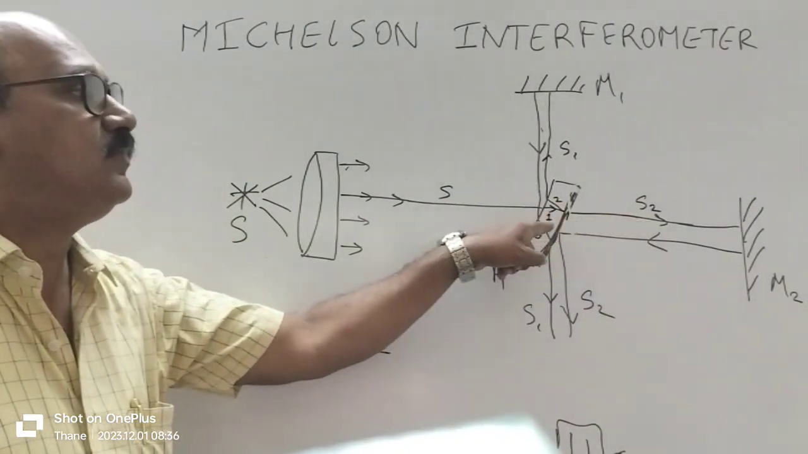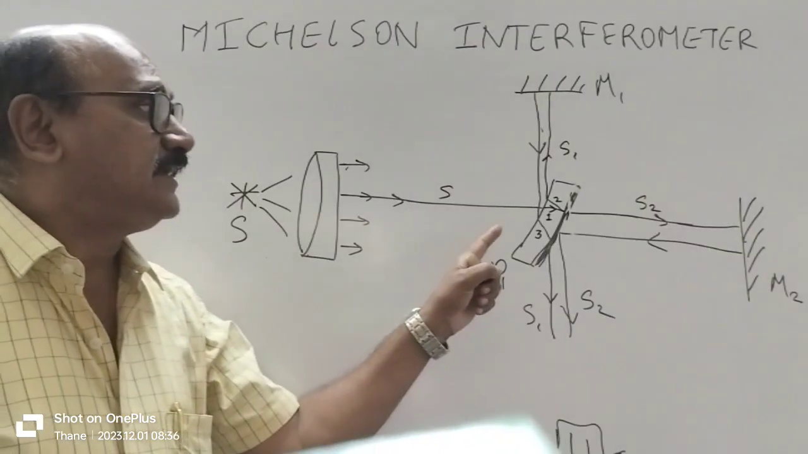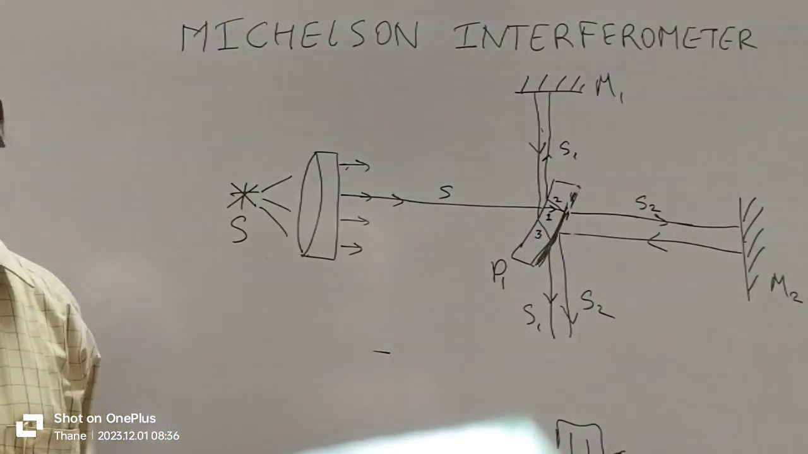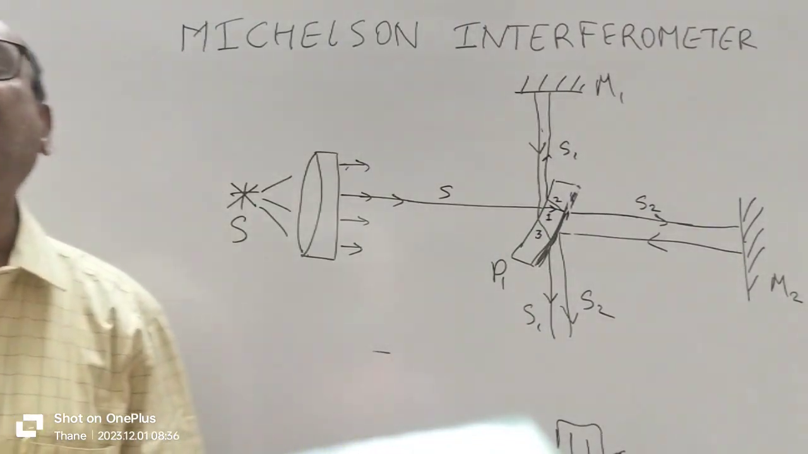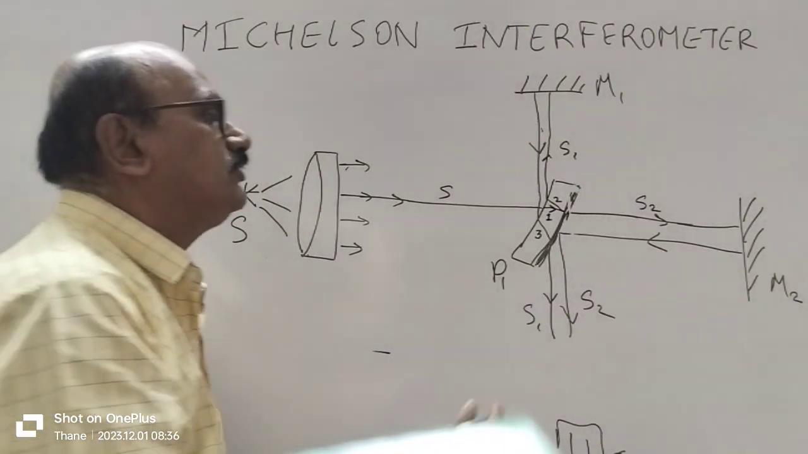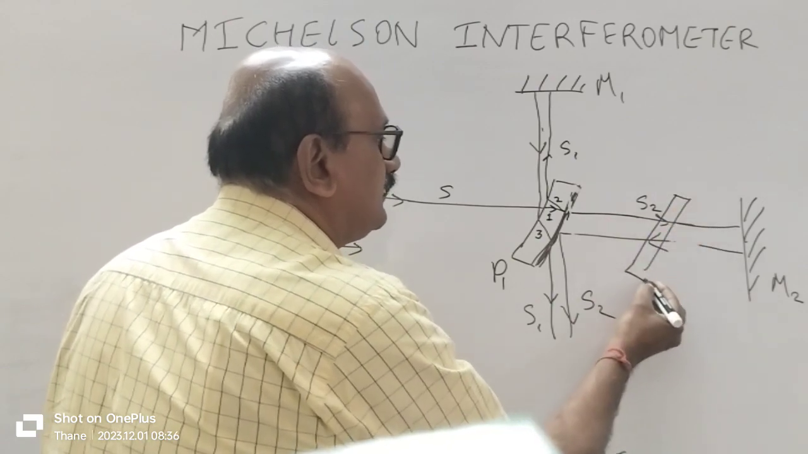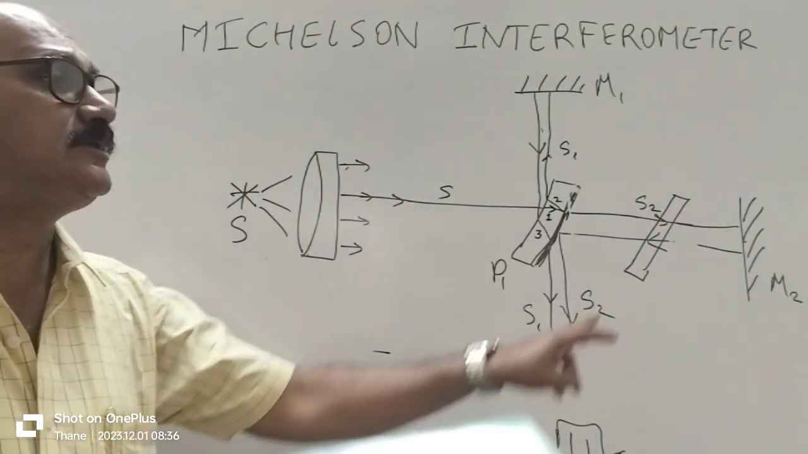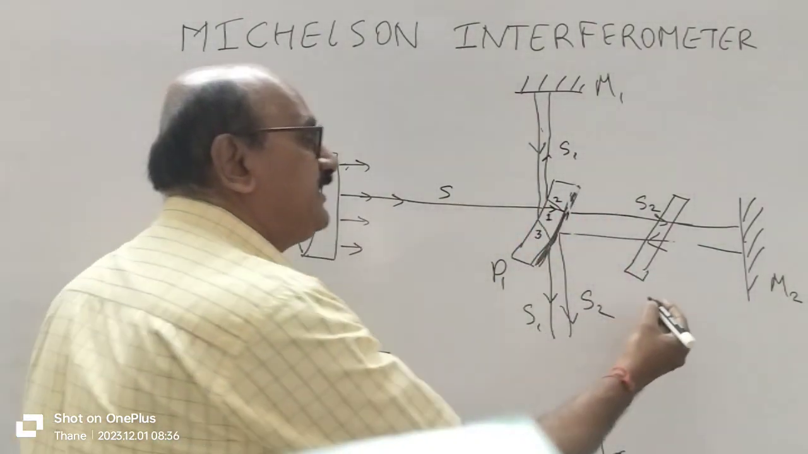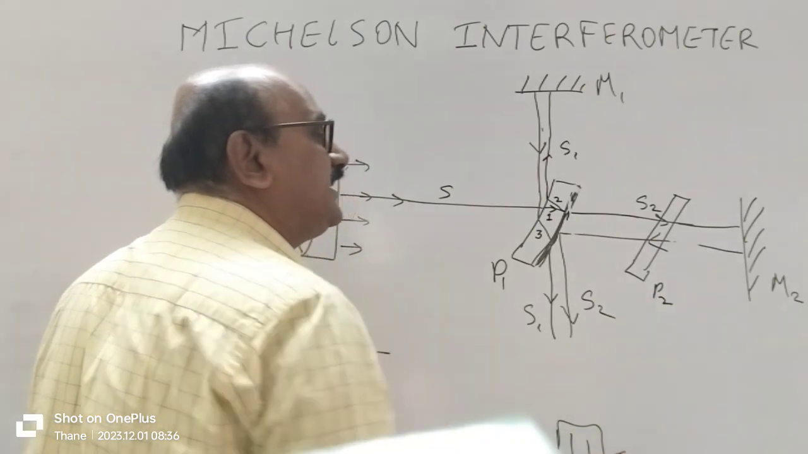Ray S2 travels only once in the glass medium. Ray S1 travels 3 times in the glass medium, and so S1 travels more in the glass medium than S2. There is a path difference between the two rays, and you may get a bad interference pattern. To avoid that, you have to cut another glass plate from the same material as that of P1, and it is just a transparent glass plate. It is not polished or silvered, and you keep it in between plate P1 and mirror M2. We call it plate P2.